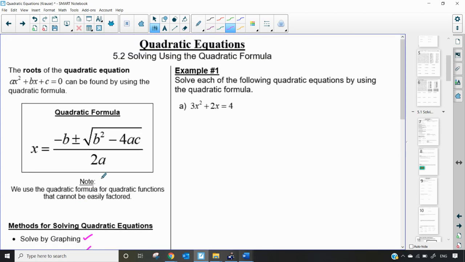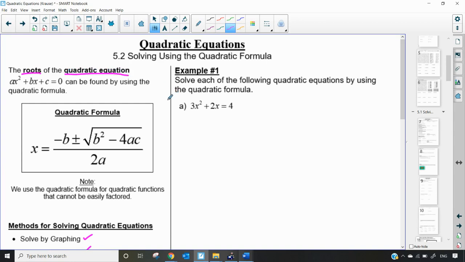All right, so what is the quadratic formula? Well, this is that big formula right here that says x equals negative b plus or minus the square root of b squared minus 4ac all over 2a. This is not a formula that you need to memorize right now. It is on your formula sheet. However, likely after you've used it a few times, it will get easier, and it's something you will probably have memorized.